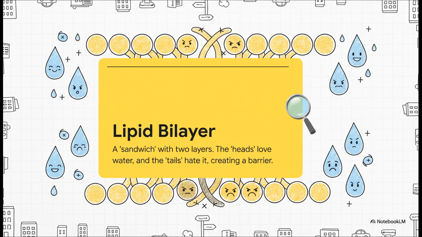The outer layers, the bread of the sandwich, are what we call the heads, and they absolutely love water. But the filling on the inside, the tails, they hate water. And that simple love/hate relationship with water, that's the secret sauce. It's what creates this amazing barrier that keeps most unwanted traffic out.